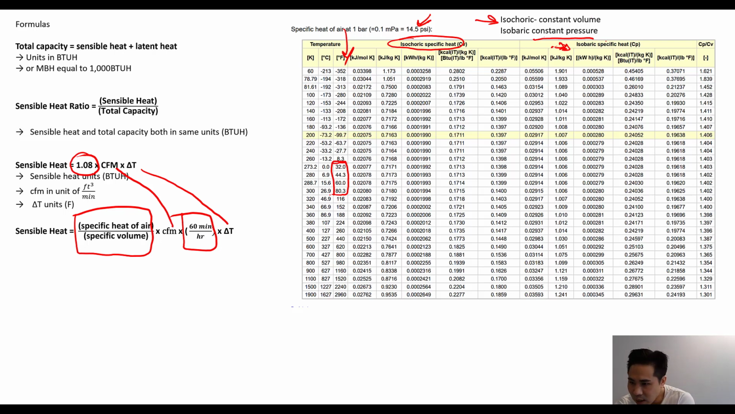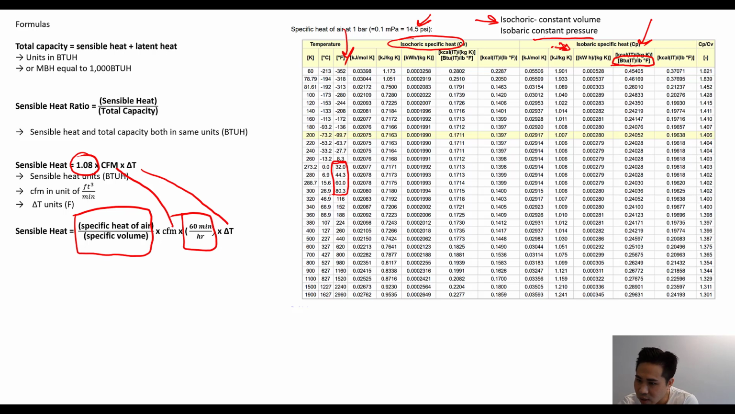So we're looking at this column here, the isobaric specific heat. And if you look, these are the units that we're going to be using. Sorry, not that column, it's actually this column here, and these are the units we're going to be using right here.